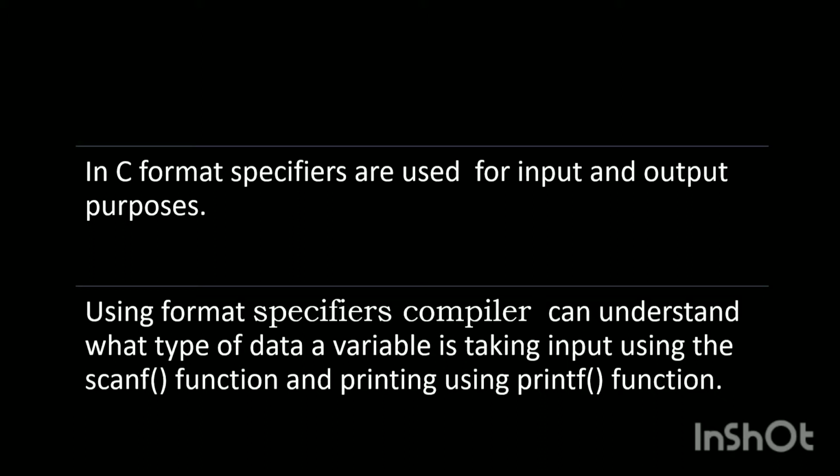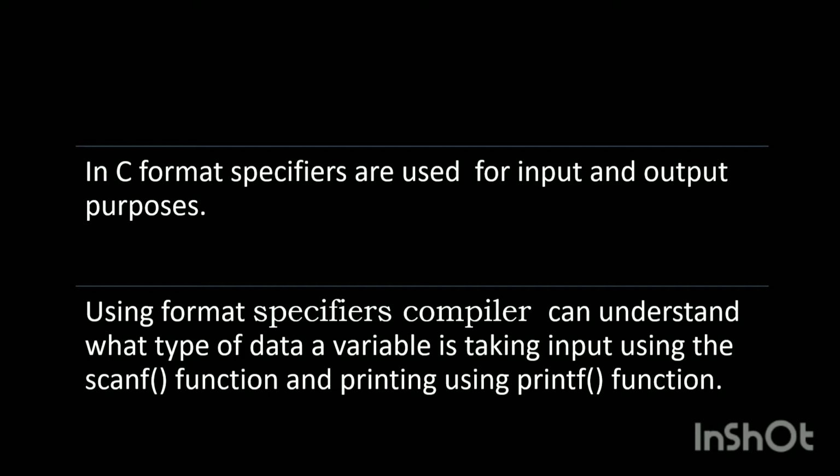The compiler will get to know what type of data is there in a variable while taking the input through the scanf function, and which type of data we are printing using the printf function. As we cannot print the values directly from memory, the compiler uses format specifiers to retrieve the values of variables from the memory. So generally we use these format specifiers for input and output purposes.